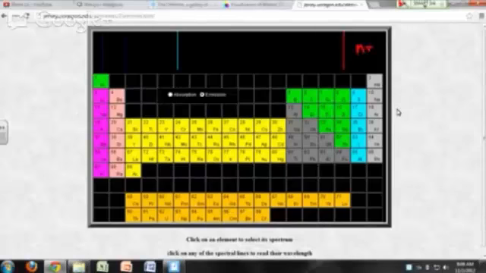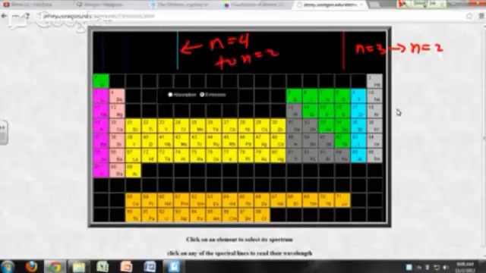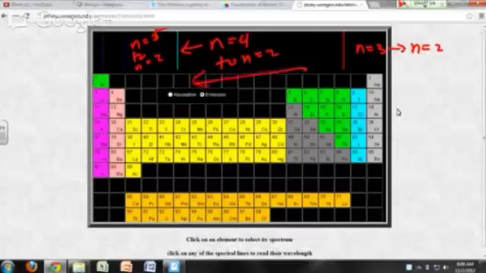So from n equals 3 to n equals 2, that's the first line in your Balmer series. This one is the second line in your Balmer series, n equals 4 to n equals 2. And this is from n equals 5 to n equals 2. So you're getting into shorter wavelengths. So right here, you're getting to shorter wavelengths.